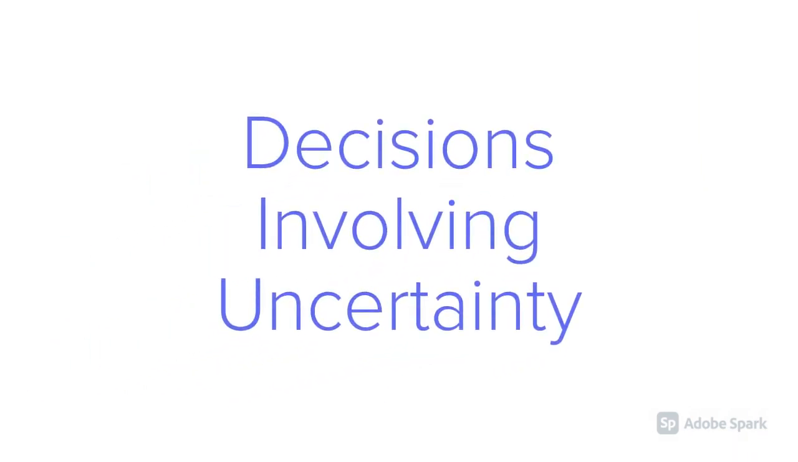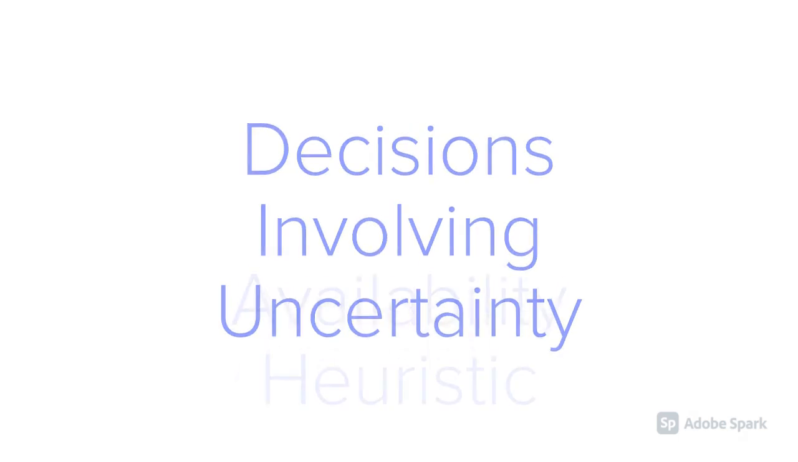Decisions involving uncertainty. We tend to rely on two rule of thumb strategies to help us estimate the likelihood of events. The availability heuristic is a strategy in which the likelihood of an event is estimated on the basis of how readily available other instances of the event are in memory. The less accurately our memory of an event reflects the actual frequency of the event, the less accurate our estimate of the event's likelihood will be.